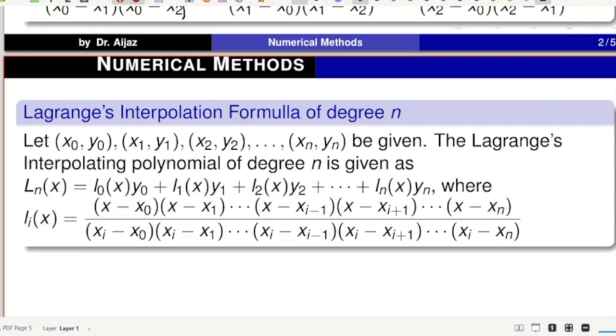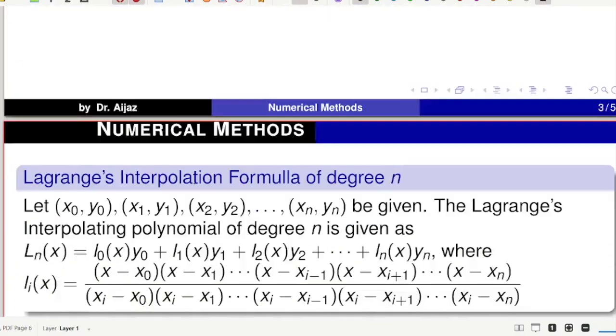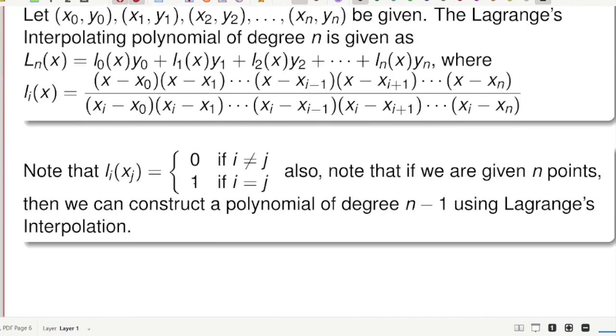Then in the denominator we replace this x by xi, so we write xi minus x0. Then xi minus x1. This is x minus x(i minus 1), denominator is xi minus x(i minus 1). And similarly x minus xn, denominator is xi minus xn. Now here we have a very nice property for this Li of x. Li of xj becomes 0 when i is not equal to j, and becomes 1 when i is equal to j. That we can easily see here.